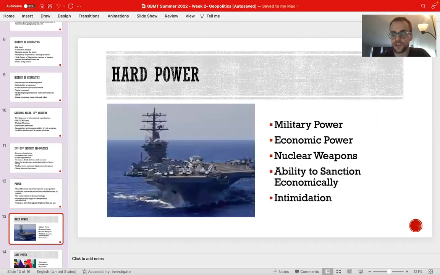So the first one is hard power. Hard power includes military power, economic power, the ability to sanction, and the ability to intimidate rivals. So a nuclear weapon, as we've already discussed, being one of the most important developments of the 20th century, is the most extreme case of hard power, right? Which only a select few states possess. I believe now it is only the United Kingdom, Russia, France, China, India, North Korea, Pakistan, and Israel which possess nuclear weapons.